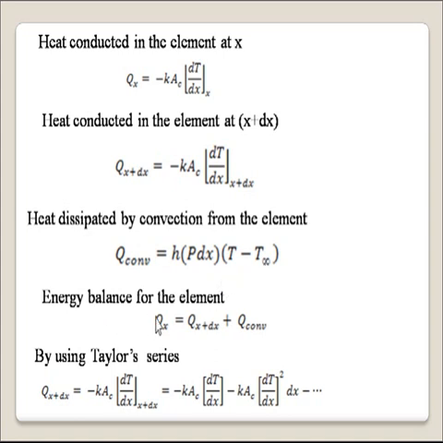Now considering the energy balance for the element of thickness dx at distance x and having perimeter p, heat conducted in the element is Qx, which is equal to heat conducted out of the element plus heat convected from the element. So Qx equals Qx plus dx plus Q convection. By using Taylor series expansion, Qx plus dx equals minus Kac dt by dx at x plus dx, which equals minus Kac dt by dx minus Kac d square t by dx square into dx minus so on.